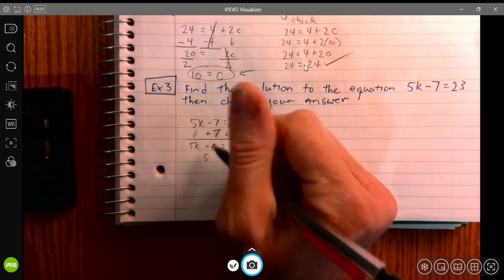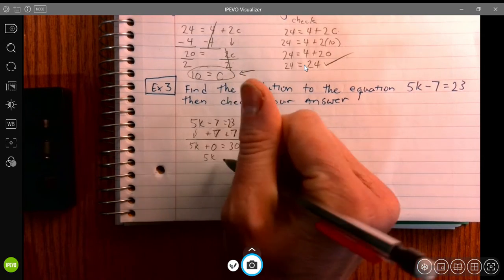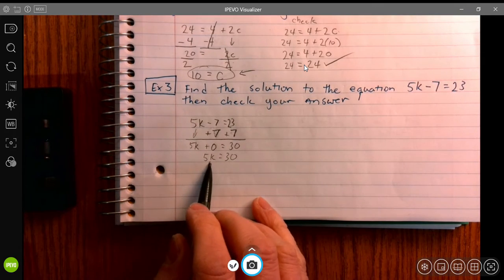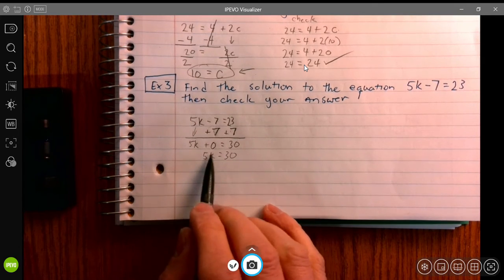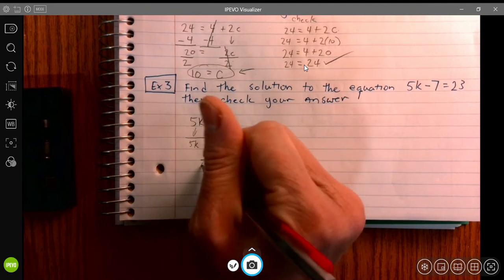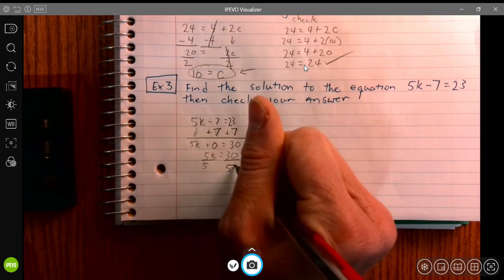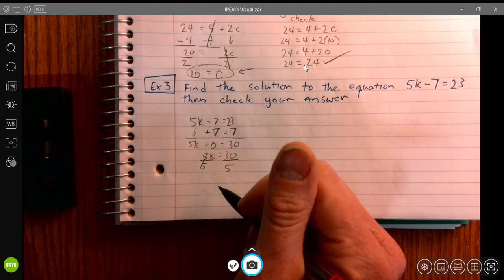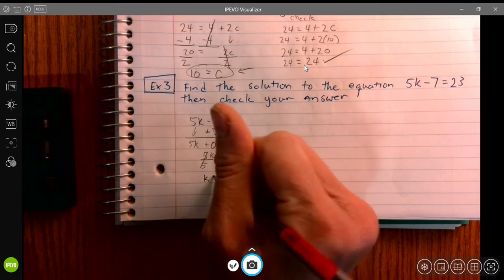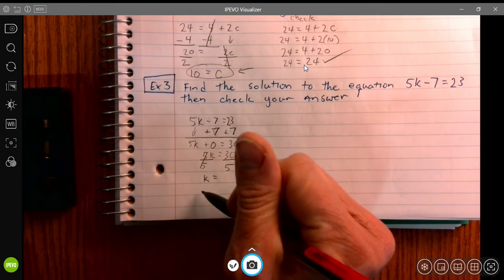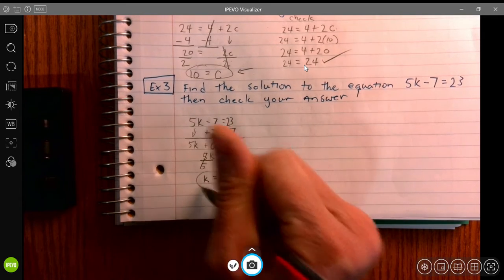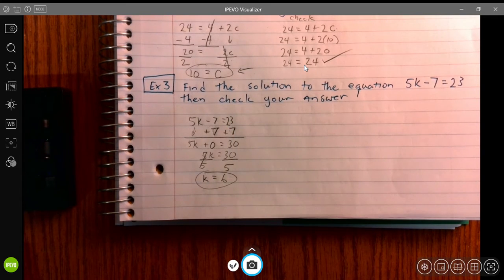So I'm going to neaten that up. I don't need the plus 0 anymore. 5k is equal to 30. Okay. Remember, this is 5 times k is equal to 30. So I'm going to isolate this variable by dividing both sides by 5. 5 divided by 5 is just 1, or in this case 1k, which I can just write as k. And 30 divided by 5 is 6. So my answer is k equals 6.